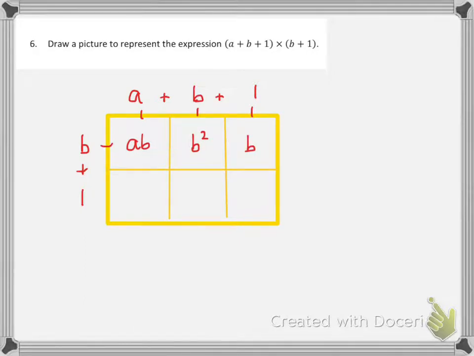On the bottom, it's 1 times a, that's a. 1 times b, that's b. And 1 times 1, that's 1. And then we've got what we have left, which is b squared, that's this one.